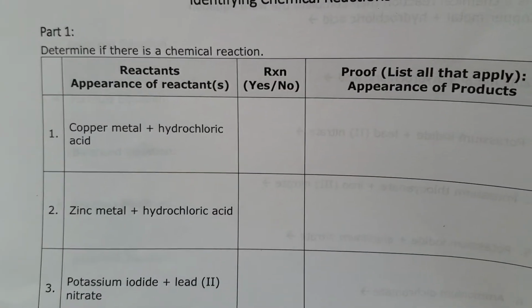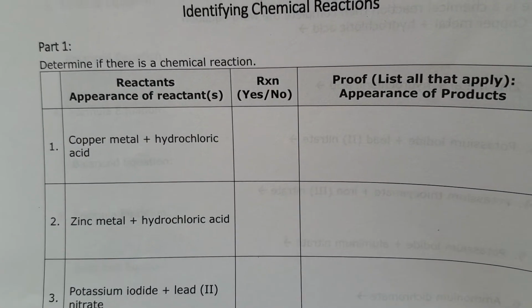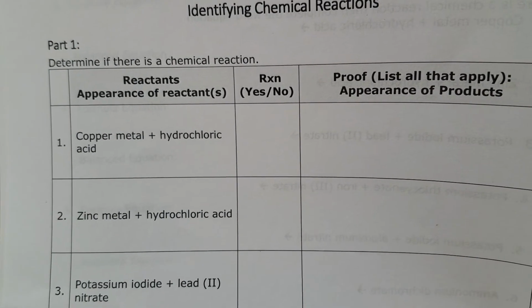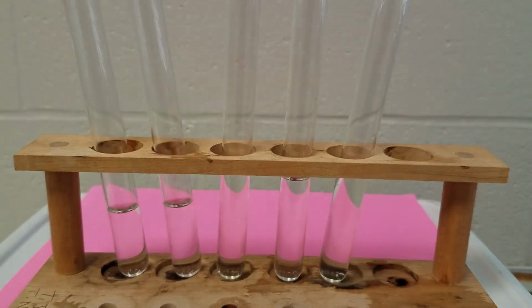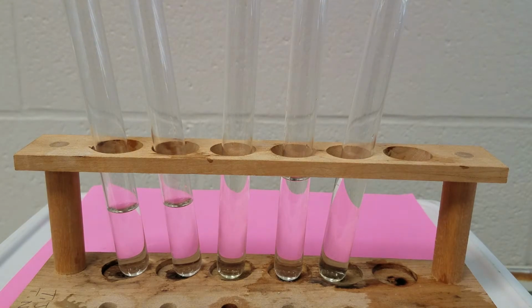In the middle column, you're going to write yes or no. Yes, there was a chemical reaction. No, there wasn't. And then in the third column, you'll list the proof. So what did you see? What was the appearance after we combined the two substances together?